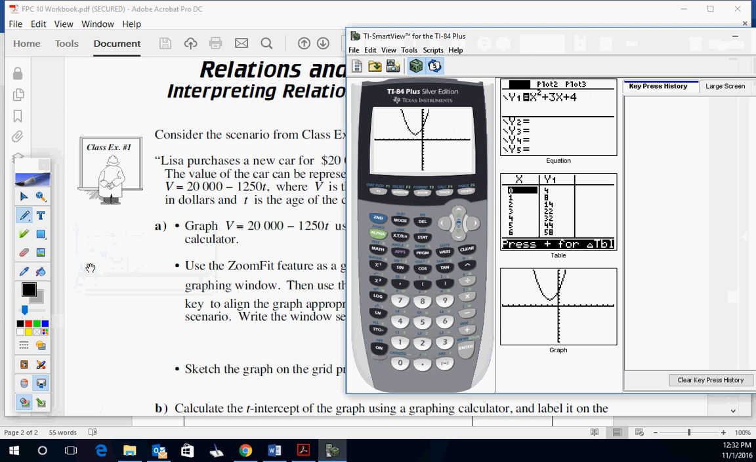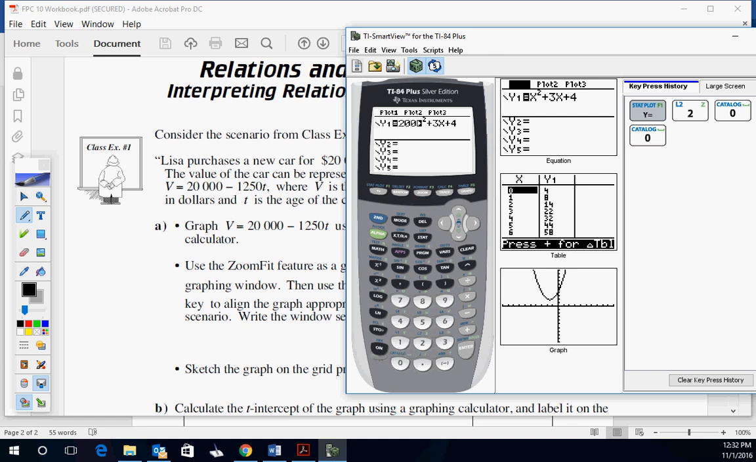All right, we're going to do this together. We're just going to put in 20,000 minus 1250t. And t is the same thing as x. That's why it already has a t there for you. The X, t, theta, n key just means any variable, or independent variable. When we graph this, wherever my window's at right now, I don't see much.